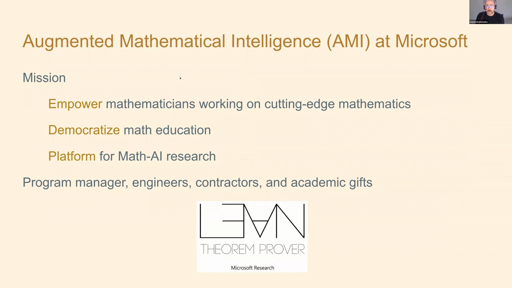At Microsoft, we have the Augmented Mathematical Intelligence Project, right? The mission of the project is to empower mathematicians working at cutting edge mathematics, like Peter Scholze, this liquid tensor. We want to support this kind of project. We also want to democratize math education, right? We believe that systems like Lean allow people to learn mathematics by playing with the computer, the same way many kids learn computer science by playing with an interpreter, with a compiler in their home machine, following tutorials. A system like Lean allows them to do the same for mathematics.